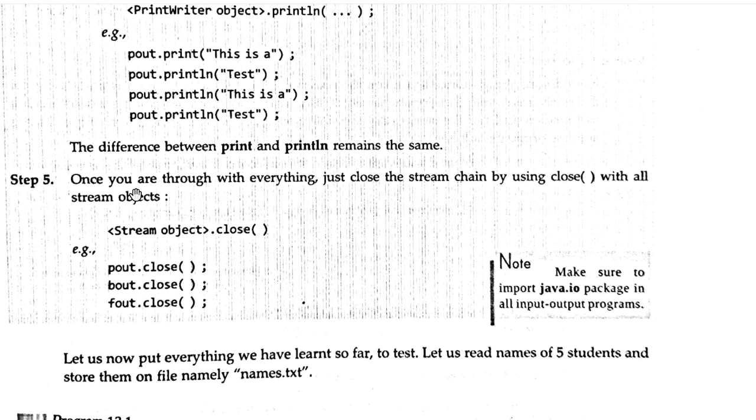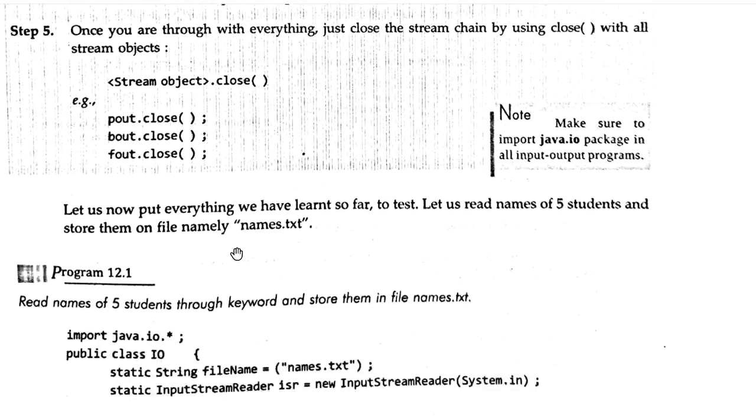After writing everything, we have to close the objects of these three classes: PrintWriter, BufferedWriter, and FileWriter, using the close function. But if we don't use this close function to close them, automatically they will be closed when the objects go out of their scopes.